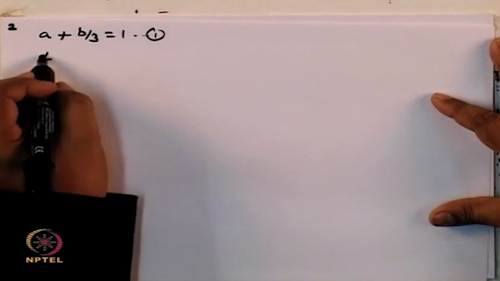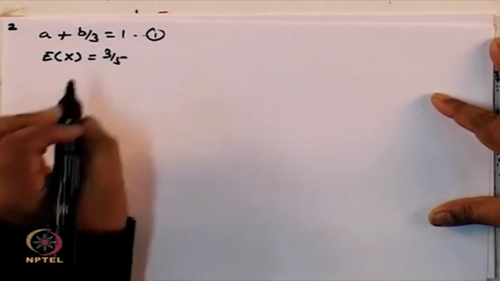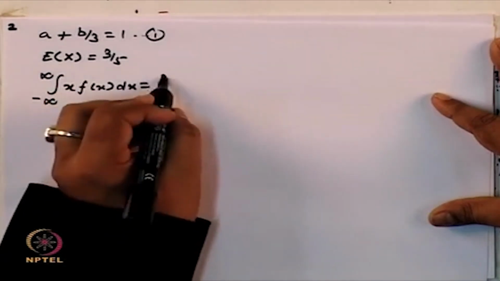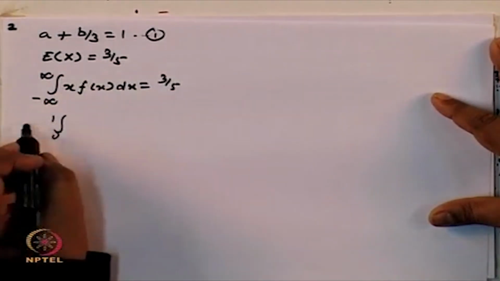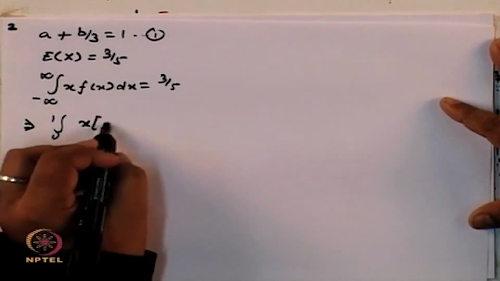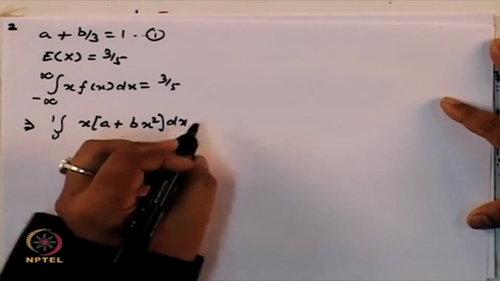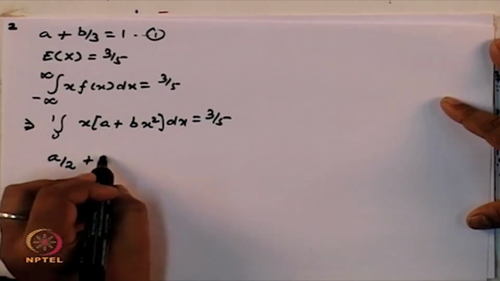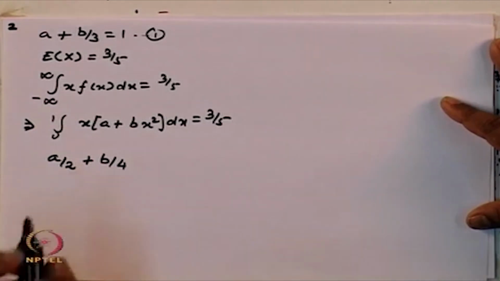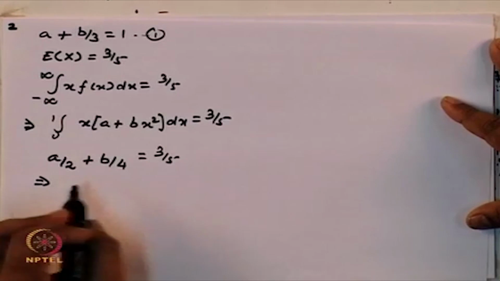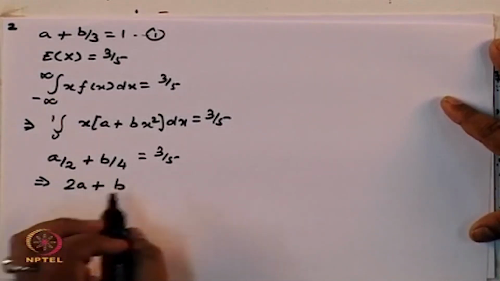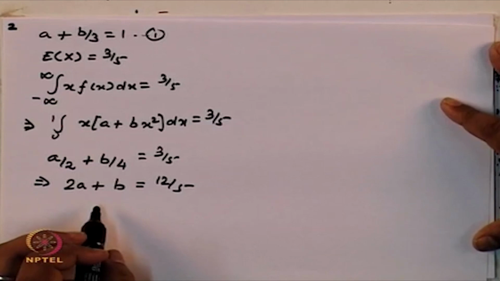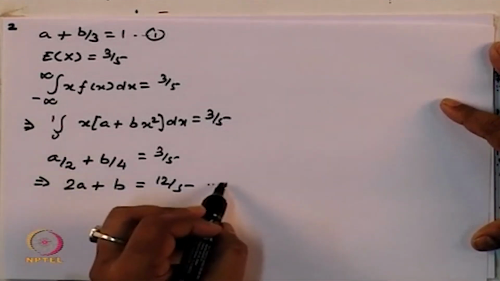Now, the other equation we have is E of x is equal to 3 by 5. E of x is defined as the integral of x f x dx. This is 3 by 5. So, this will boil down to a by 2 plus b by 4 equal to 3 by 5, implying 2a plus b is equal to 12 by 5. This is equation 2.